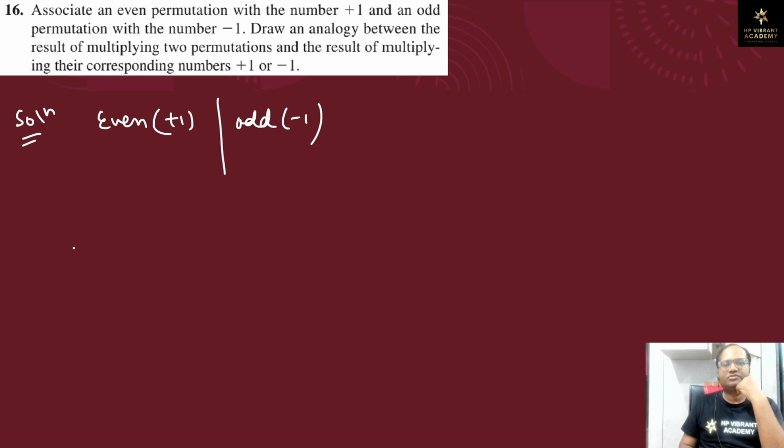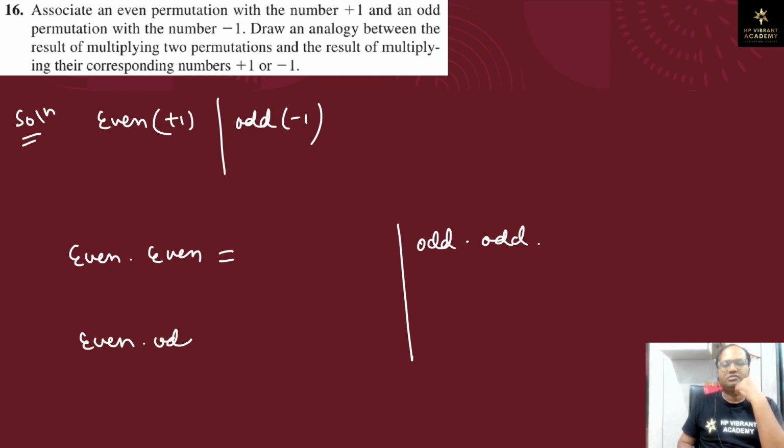So let us multiply the permutations, so let us take both permutations as even, so even dot even. Okay, secondly let us take both permutations as odd, so odd dot odd. Third one, let us take one as even and another as odd. The multiplication of even permutation and odd permutation. And we have the fourth one, let us take one as odd and another as even. Okay, so this is +1 and we have this is also +1.